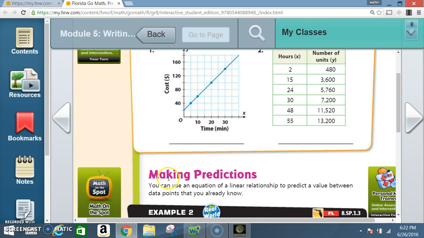Example 2, making predictions. You can use an equation of a linear relationship to predict a value between data points that you already know.